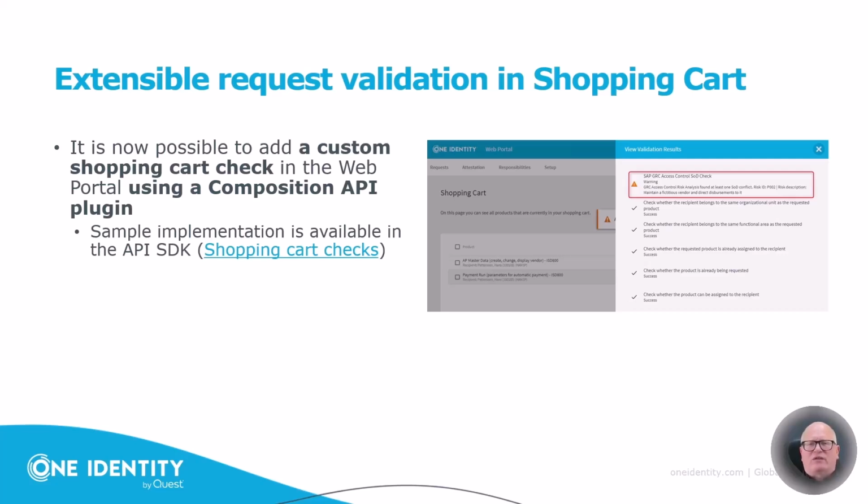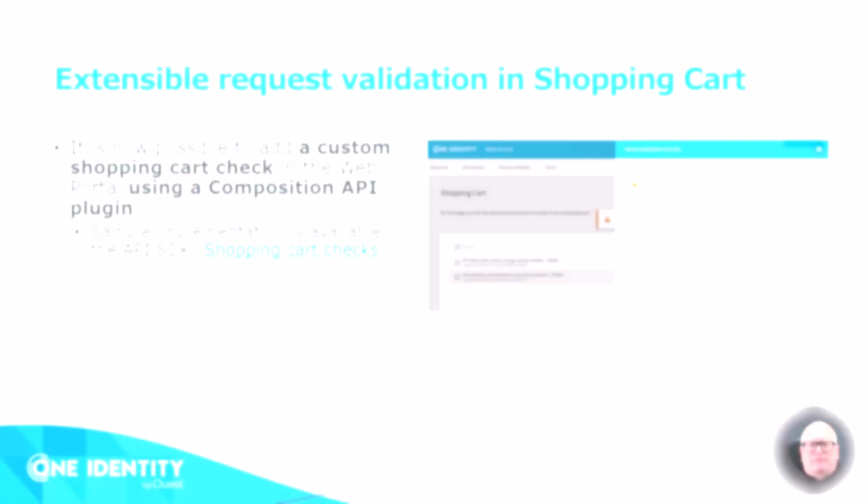In the shopping cart, it is now possible just to enter your own request validation. There are some request validations which are standard, that was the past. And now in Identity 9.3, you can as well add such a validation into your web portal by just creating a composite API plugin. To ease that development of such a plugin, you can have a look into the API SDK and you will find there an implementation sample.